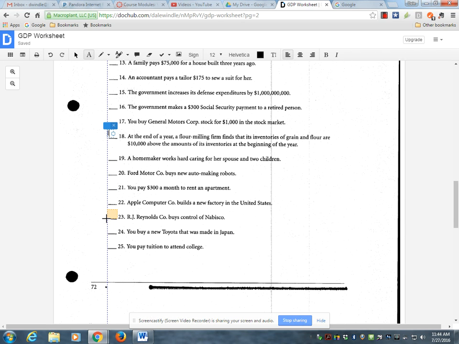R.J. Reynolds Tobacco Company buys control of Nabisco. That actually happened. That sounds like a big deal. It was a big giant business merger, but you know what? That's not counted. Why? Because it's just a giant stock transaction, and that is excluded.